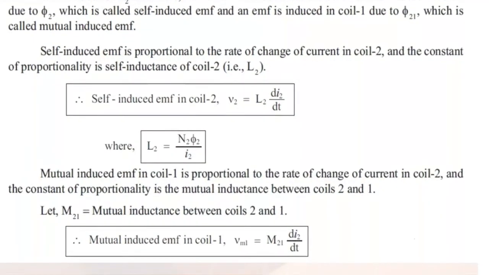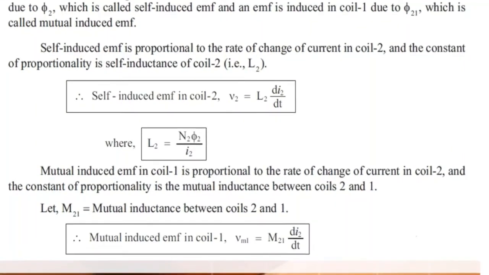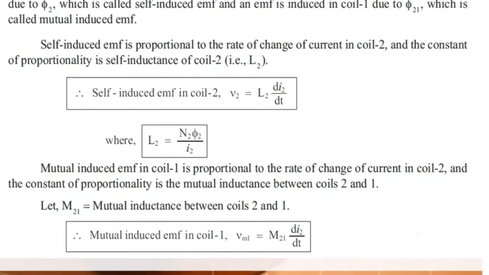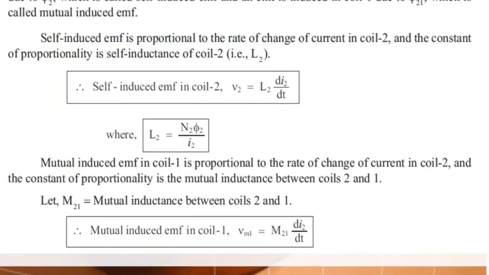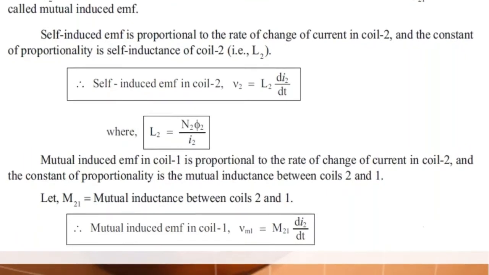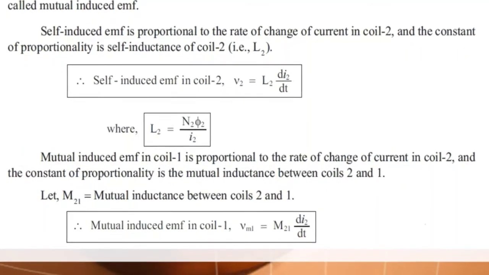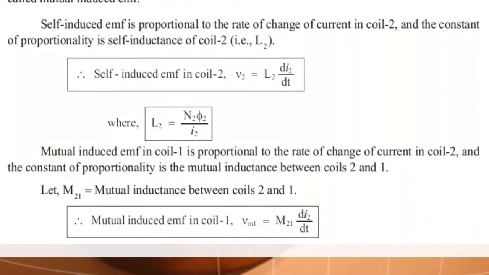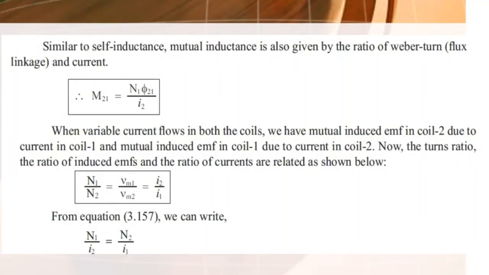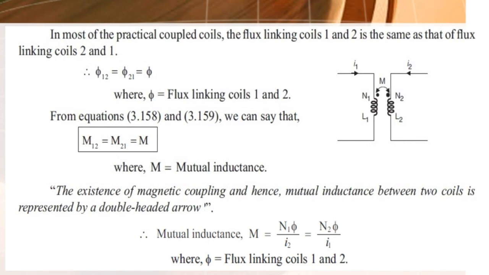So we can write the self-induced EMF as V2 is equal to L2 di2 by dt, and L2 is equal to N2 phi 2 by I2. And the mutually induced EMF in coil 1, Vm1, is equal to M21 di2 by dt, and M21 is equal to N1 phi 21 divided by I2. Now the turns ratio, very important. The ratio of induced EMFs and the ratio of currents are related through the turns ratio.